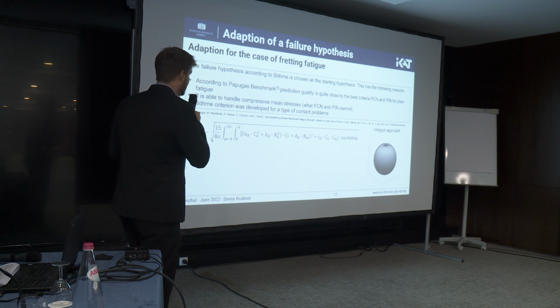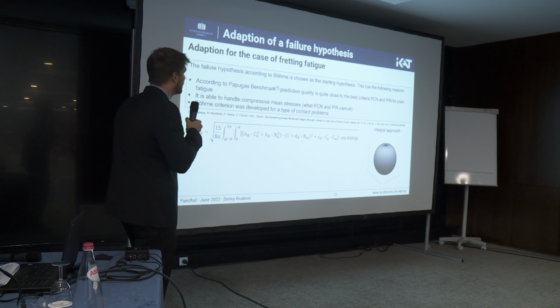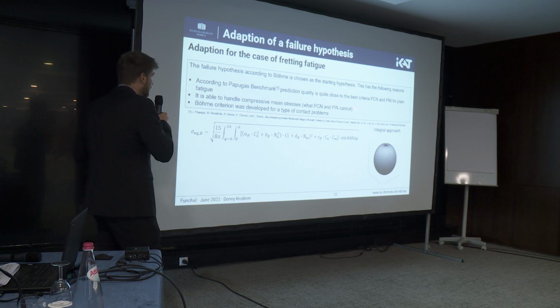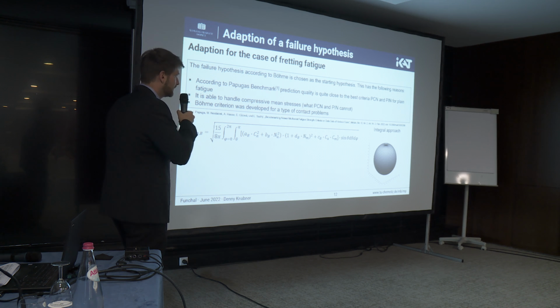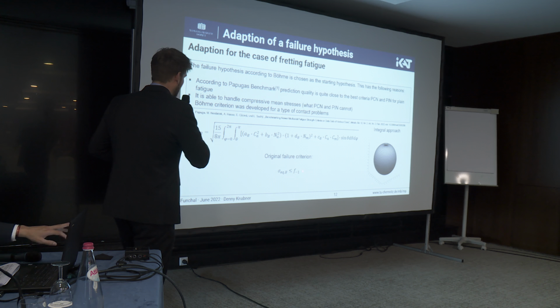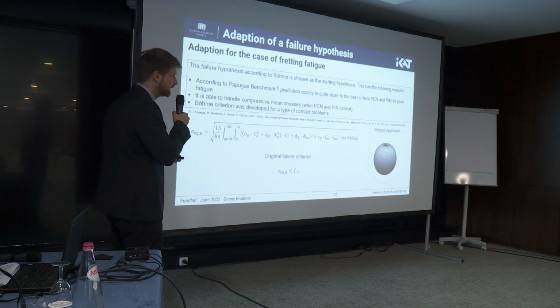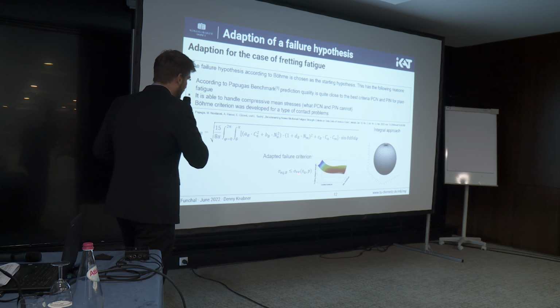And with these data we are now going to adapt an existing failure hypothesis. We choose that of Böhme, for the following reasons. Papuga's benchmark showed that it's one of the best criteria at the moment. Furthermore, it is able to handle the compressive mean stresses which occur in the contact. Many others can't do that. And lastly, the Böhme criterion was originally developed for a type of contact problem, even if it's not fretting fatigue. The original failure criterion compares the equivalent stress of Böhme with our plain fatigue limit in fully reversed axial loading, but this is a fixed value. Now we are going to replace this with our equation of fretting fatigue strength.